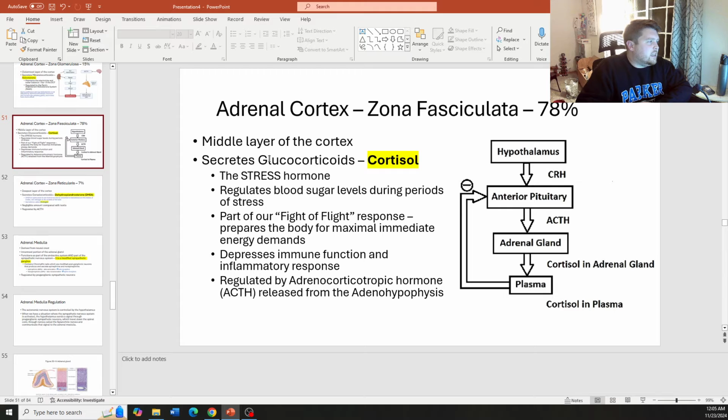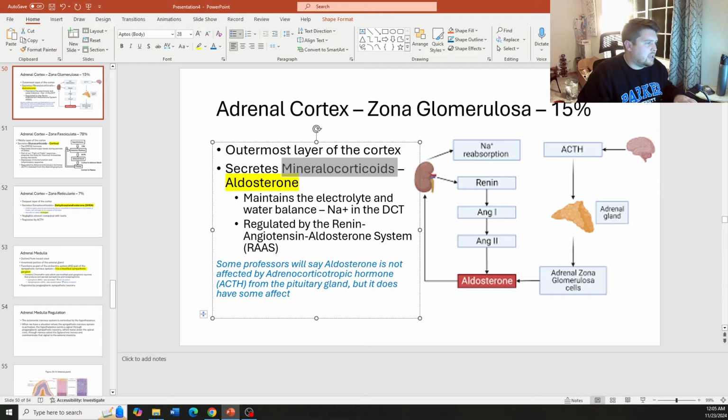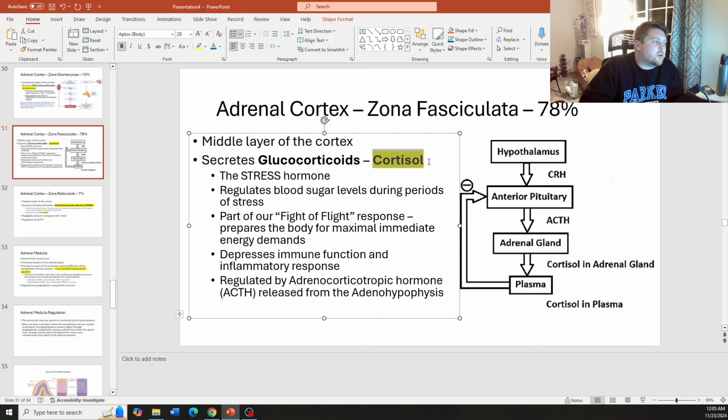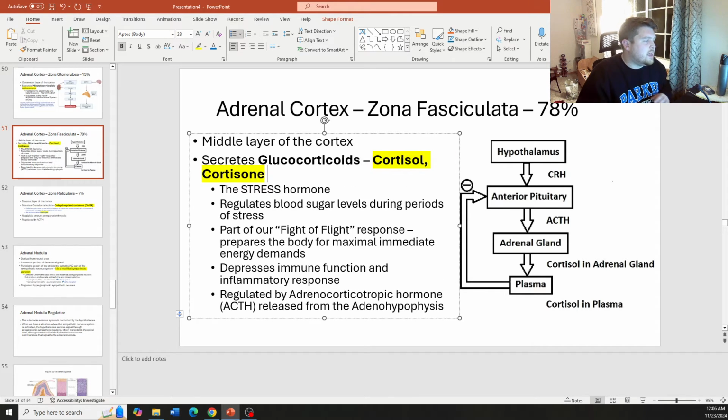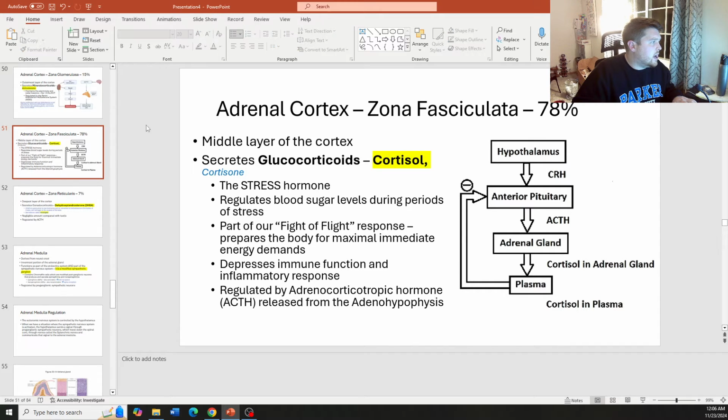The zona fasciculata, this secretes glucocorticoids. I'm going to highlight these because we need to know the names. Glucocorticoids, specifically cortisol. You might also see, like, they might talk about cortisone as well. Cortisone might be another one that they mention, but less likely that they mention that one. I'm going to make it smaller because it's not as important. Cortisol, we've mentioned cortisol a couple times before. This is our stress hormone.